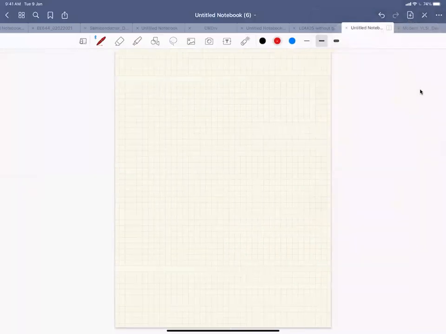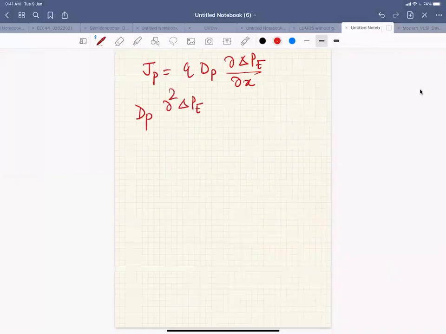And your JP is nothing but qDp delta pe by del x. So in that case, my equation will be del square pe by del x square equal to 0, right? And I know delta pe of x will be a2x plus b2. This is a very simple equation to solve.